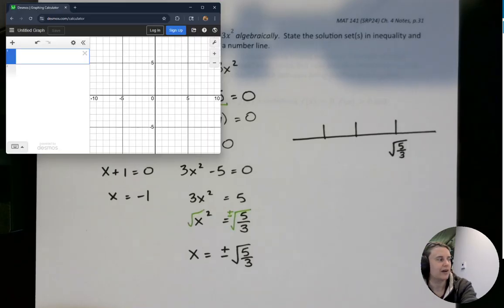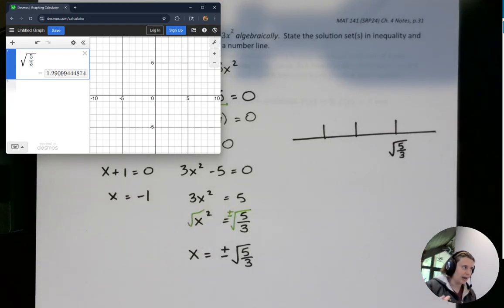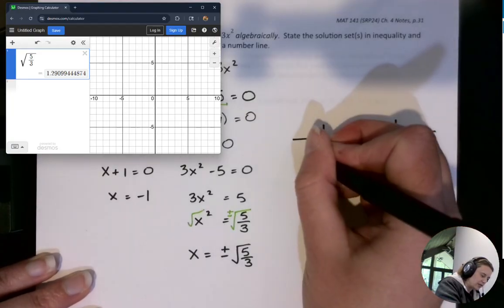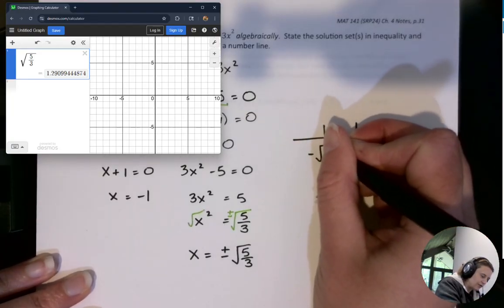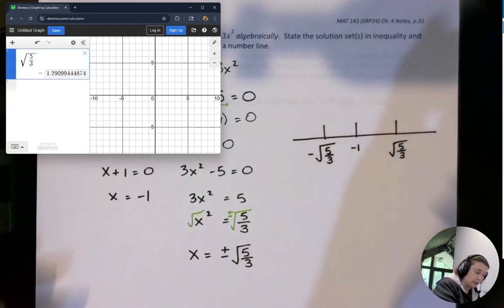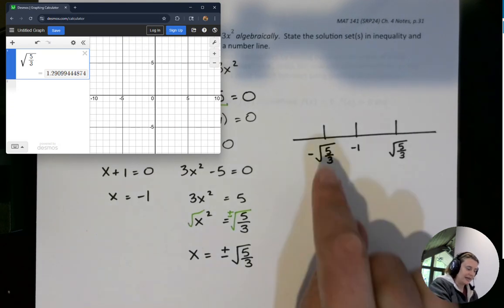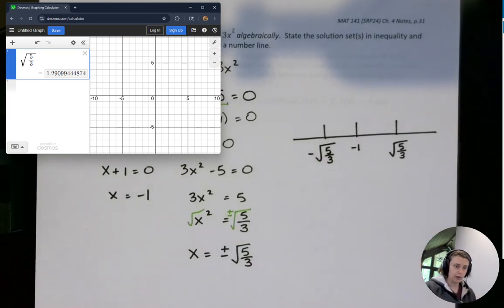We could think about that value. Let's do the square root of the fraction 5/3. It's 1.29. So that means that -1 is going to be larger than the negative square root of 5/3, which is negative 1.29. Okay. That also helps me figure out that there's not very many numbers in between these two. They're going to be pretty close together.